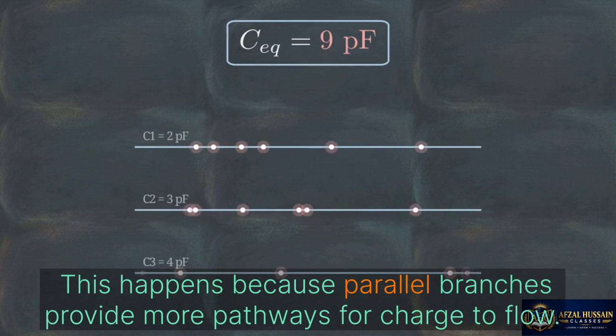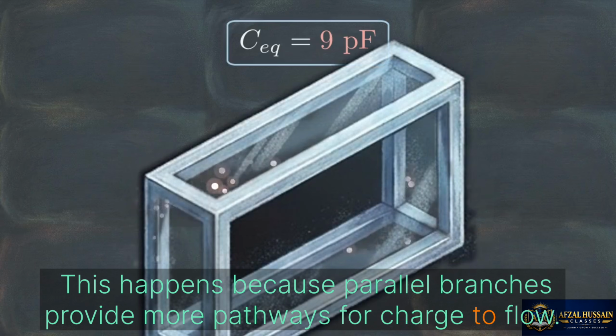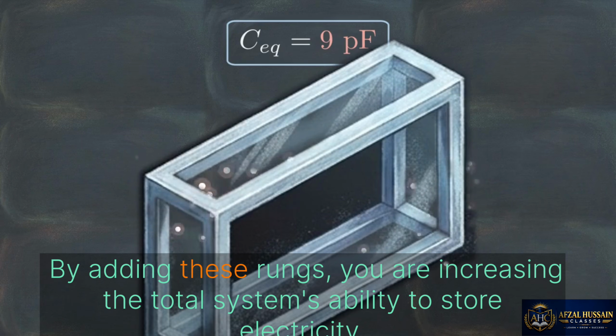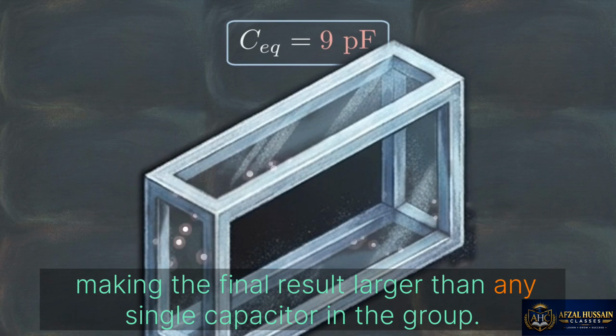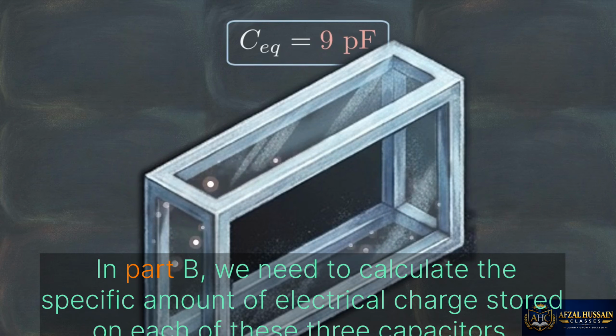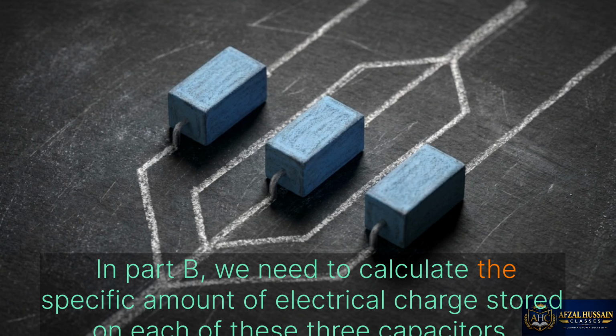This happens because parallel branches provide more pathways for charge to flow. By adding these rungs, you are increasing the total system's ability to store electricity, making the final result larger than any single capacitor in the group. In Part B, we need to calculate the specific amount of electrical charge stored on each of these three capacitors.